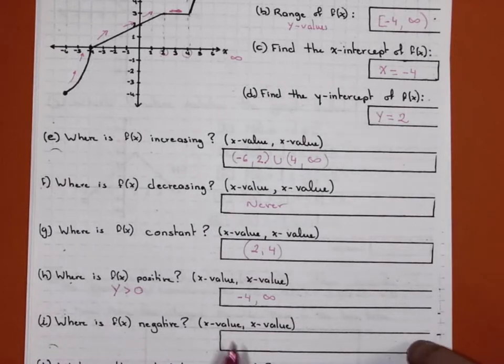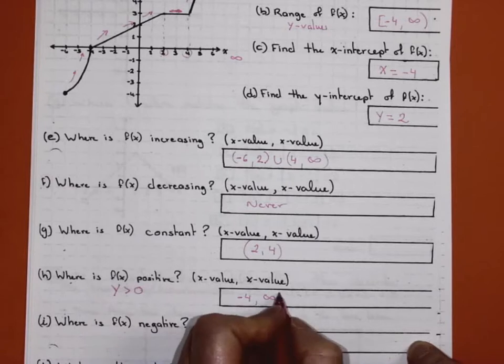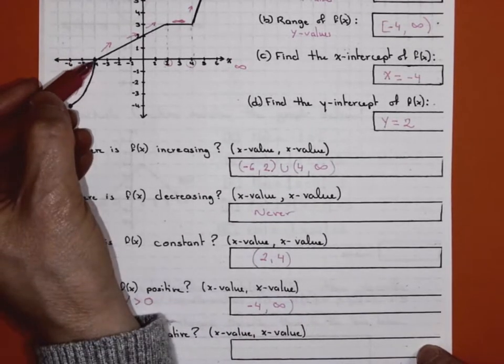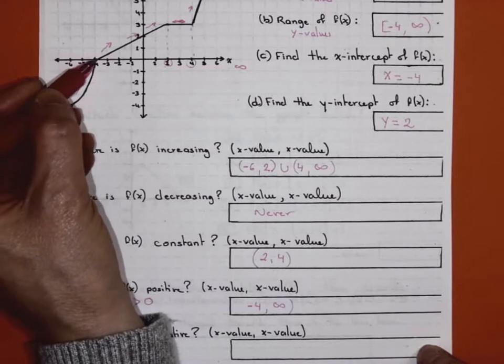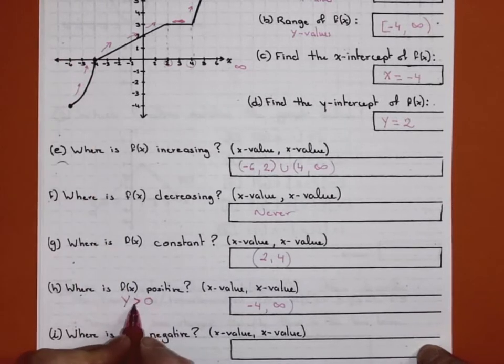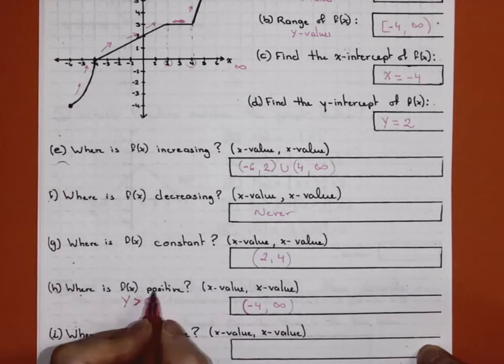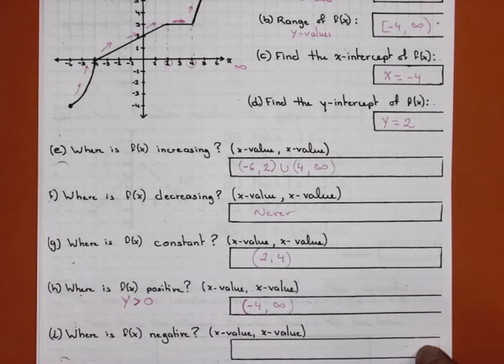Oh, sorry, yes, right, positive. At -4, do I want a bracket or a parenthesis? Well, let's look. At -4, the y value here is 0, and 0 is not greater than 0, it's equal to, so we are not going to include -4, because -4 is not positive, it's actually 0, which is neutral, it doesn't have a sign.